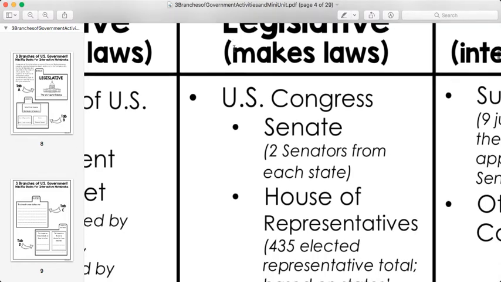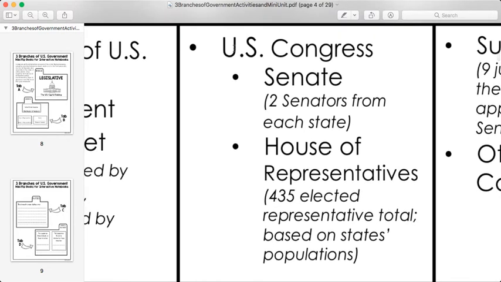All right, so the US Congress is made up of two different branches within itself. The first branch within the legislative branch is the Senate. We have 50 states, and there are two senators from each state that represent their state. And then there's the House of Representatives, and there are 435 total House of Representative members.